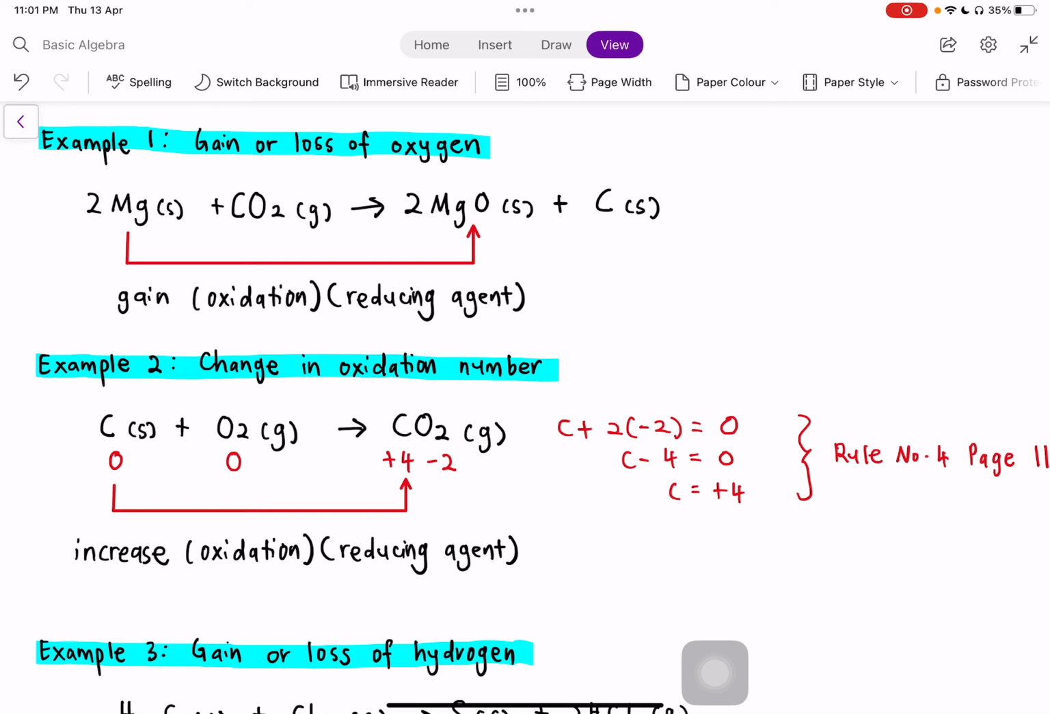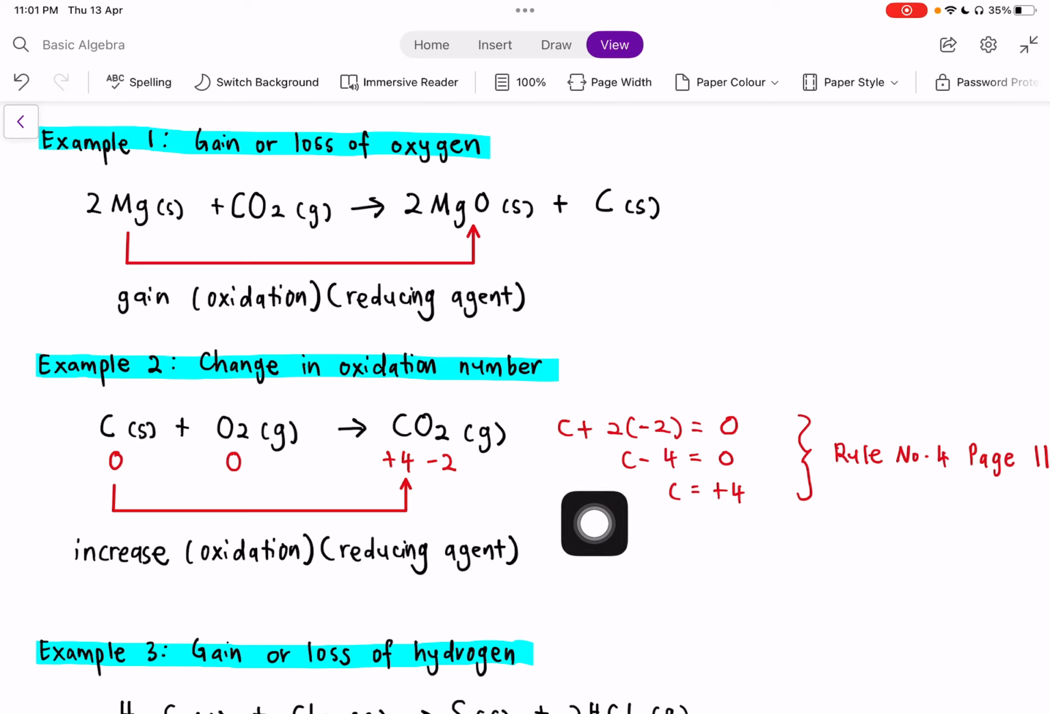So for oxidation number of carbon, it is 0. Okay, rule number 1. The oxidation number for all elements is 0. Oxidation number for oxygen is also 0. This one also rule number 1. Now for the carbon in carbon dioxide, positive 4, for oxygen, negative 2.